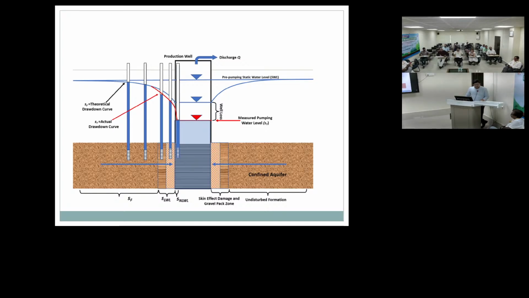storativity, transmissivity, conductivity. When we talk about the cone of depression, ultimately the cone of depression is the hydraulic gradient. Once you pump a well, because water will be extracted and discharge will be there, definitely a hydraulic gradient will be created. So from those hydraulic things, we can take out the transmissivity, storativity, and permeability of an aquifer.